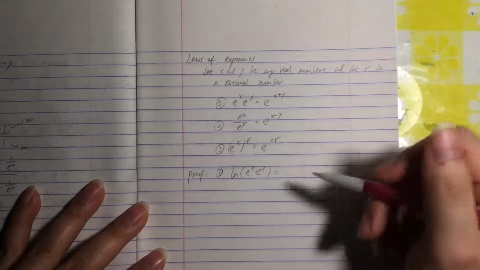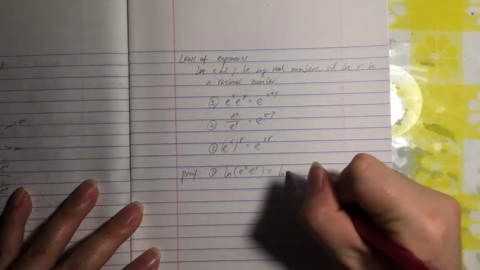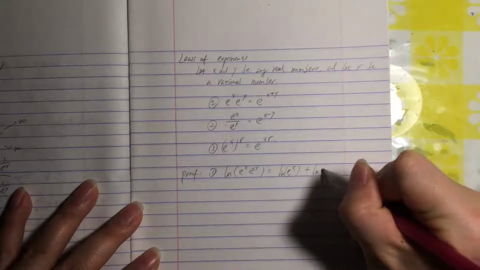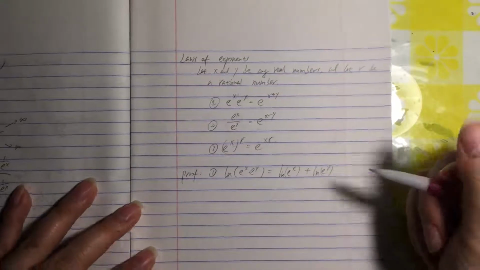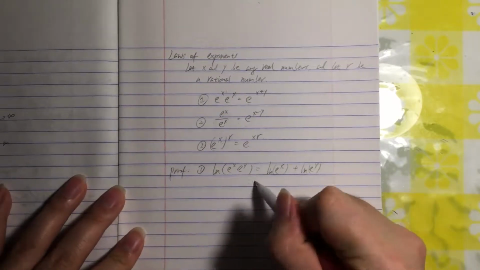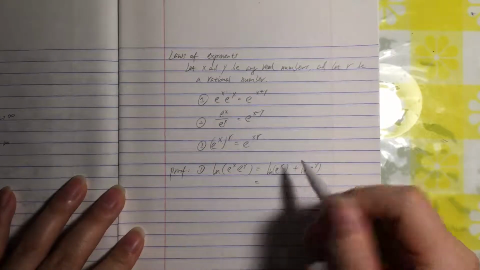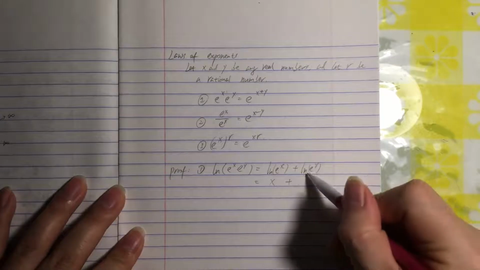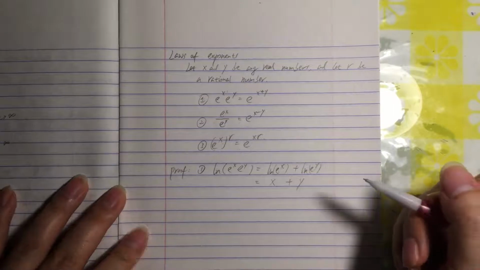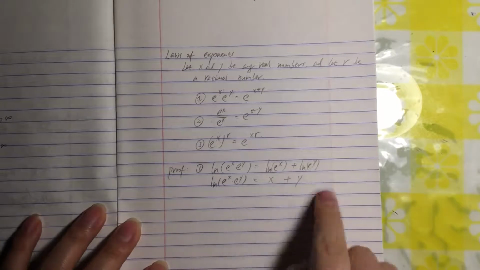By the first law of logarithm, I can convert multiplication to addition. Write it as ln of e to the power of x plus ln of e to the power of y. That's the first law of logarithm. Then, by the inverse function property, we know that ln and e are inverse functions of each other, they get cancelled. We get x. We get y. So, ln of e^x times e^y equal to x plus y.